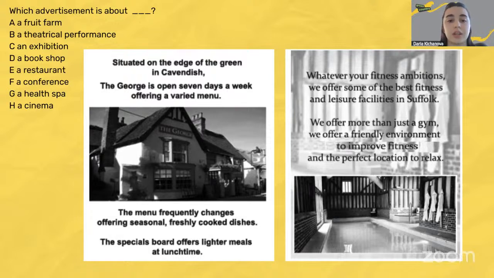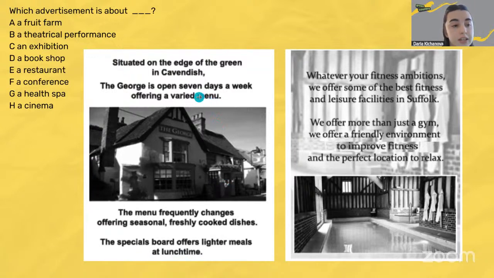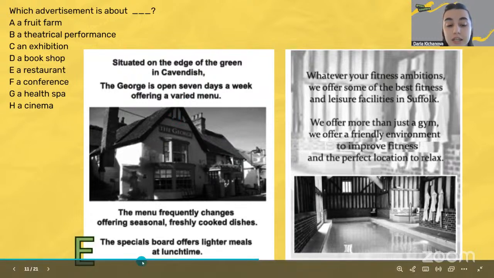So let's begin with the first one. So situated on the edge of the green in Cavendish, the church is open 7 days a week, offering a varied menu. The menu frequently changes, offering seasonal, freshly cooked dishes. The specials board offers lighter meals at lunchtime. So the first one, as I can see, you think it's E or G. So let's check. And this is E.